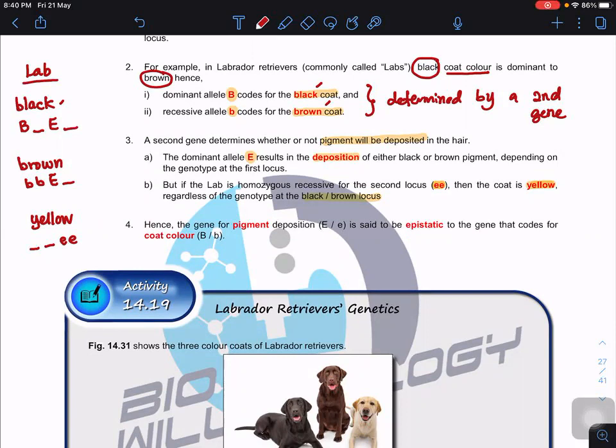You won't get 9:3:3:1. What you're going to get here is a different ratio. Therefore, we say that the pigment deposition gene E is epistatic to the gene that codes for the coat color, meaning that the deposition gene has the final say on what kind of color, whether it can be deposited or not. It controls it.